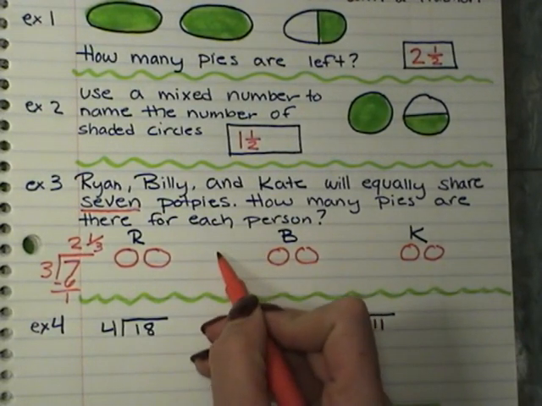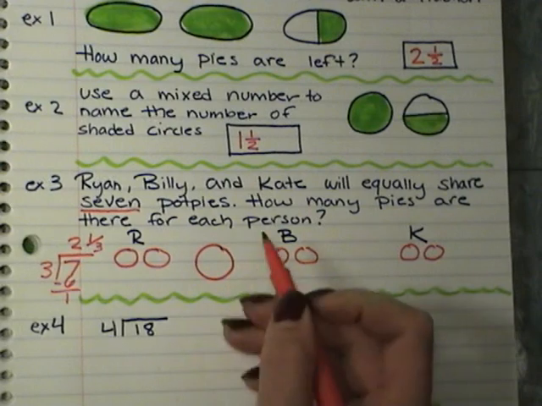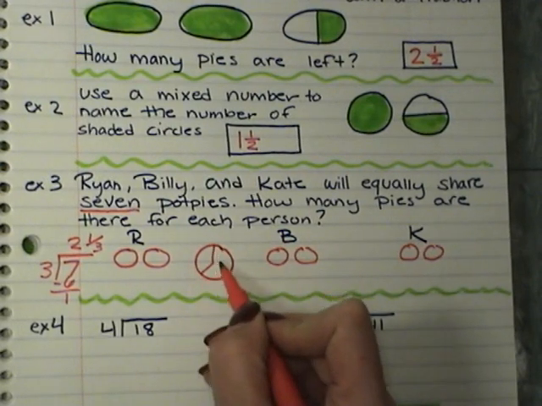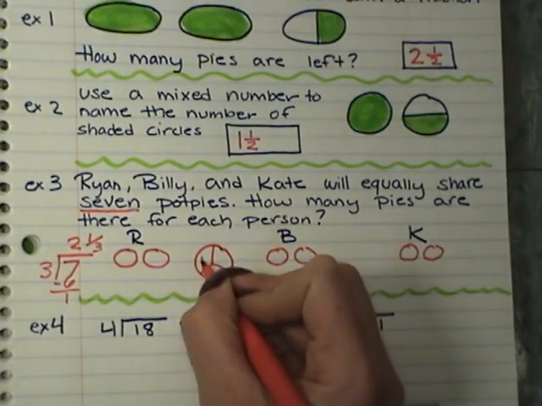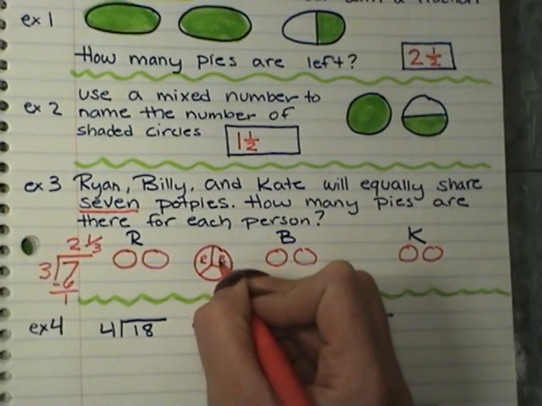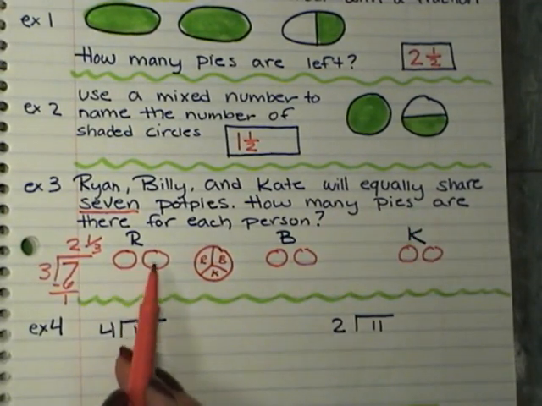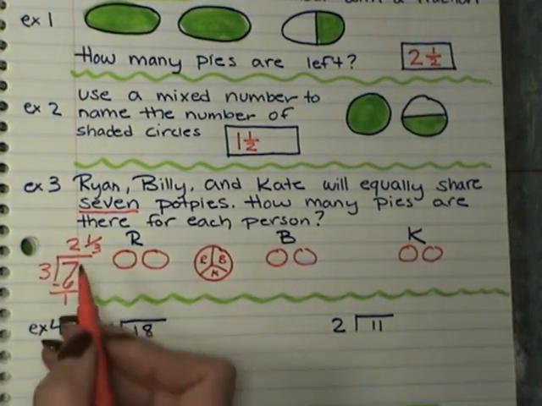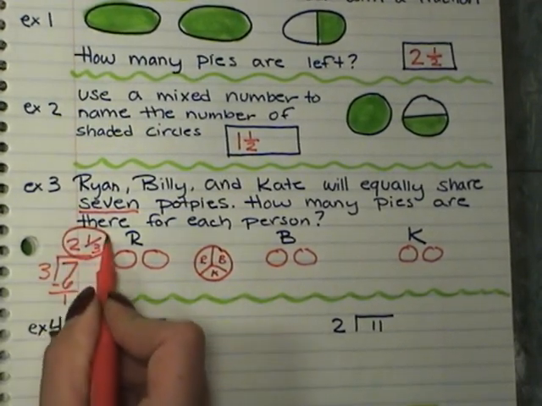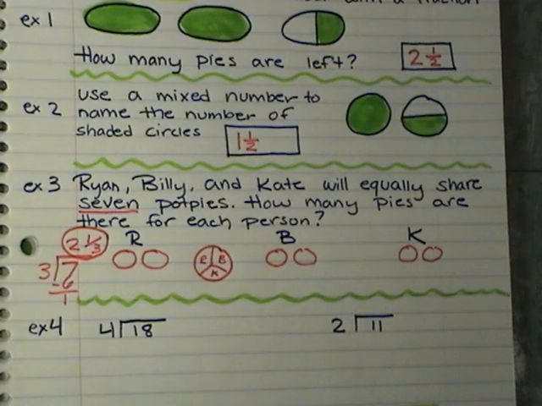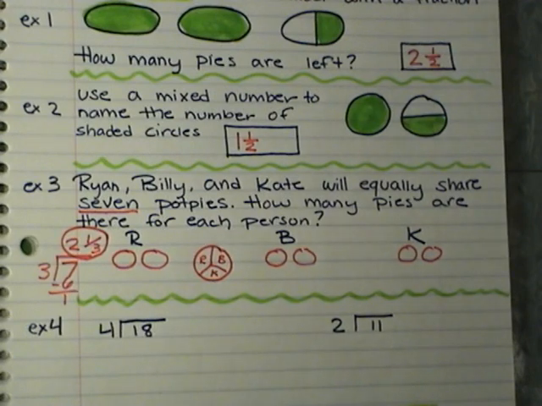So I'm going to draw my pie like this. Okay. And I'm going to split, this one is for Ryan, this is for Billy, and this is for Kate. So they each get 2 full pies and 1/3. So my answer is 2 1/3 pie. Okay, and so this is kind of what we are practicing: when we do division and we have a remainder, how to turn that remainder into a fraction.